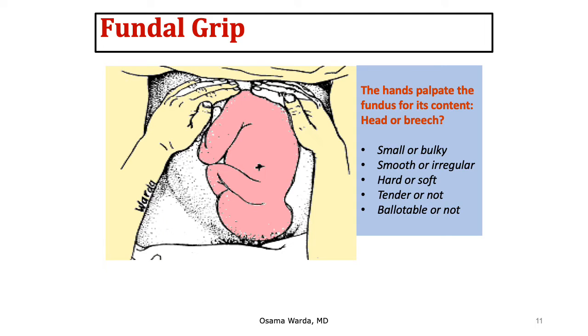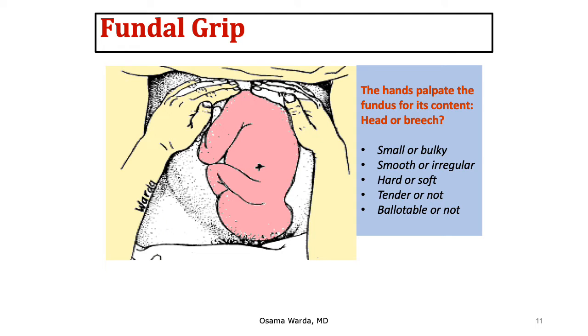If it is small, it is a head. If it is bulky, it is the breech. If it is smooth, it is a head. If it is irregular, it is buttocks. If it is hard, it is the head. If it is soft, it is the buttocks. If it is tender, it is the head. If it is not tender, it is usually the buttocks. If it is ballotable, it is the head. So we characterize the fetal part occupying the fundus uteri by performing the fundal grip.